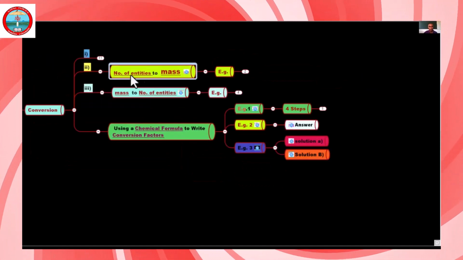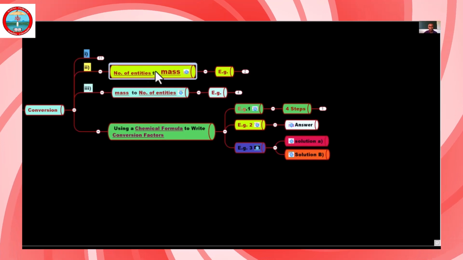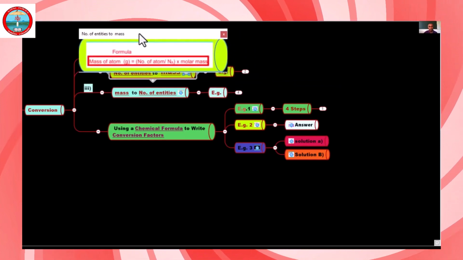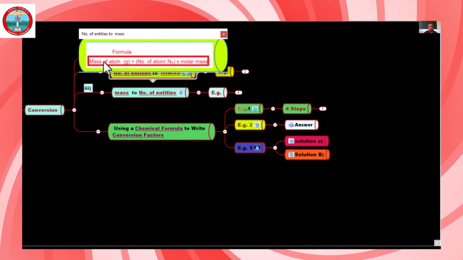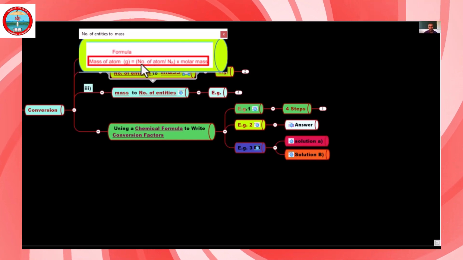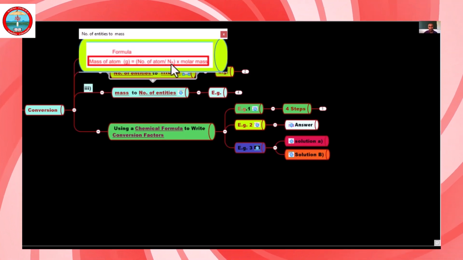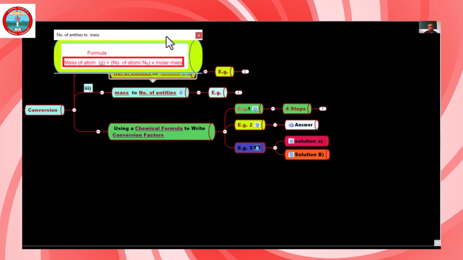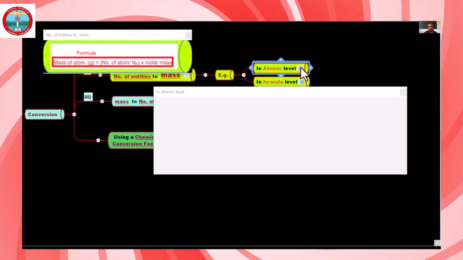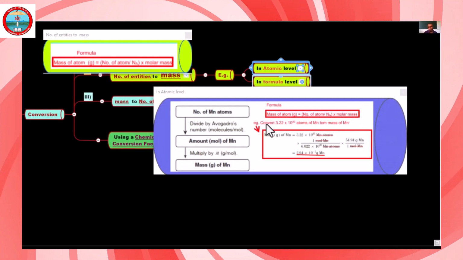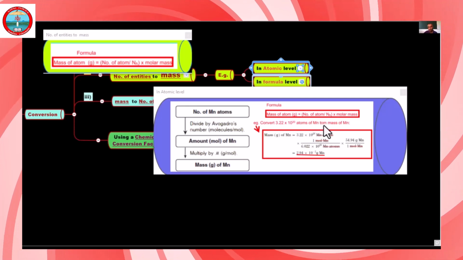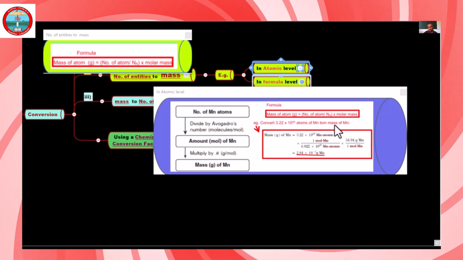Another is how to convert the number of entities into mass. To do this, we will use this formula. The formula to convert the number of entities into mass is to divide the number of atoms by the Avogadro number and then multiply by its molecular mass. Example, at the atomic level, convert 3.22 times 10 raised to 20 atoms of manganese to the mass of the manganese.